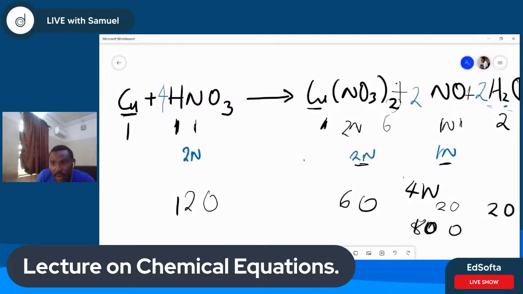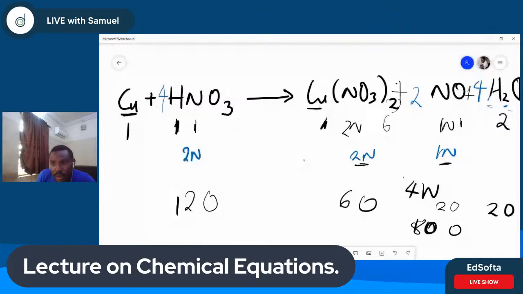So what can we do? We can increase the number of hydrogen here, since we know that it may not have so much of a bad effect. We can increase the number of hydrogen here to 4. If we increase the number of hydrogen here to 4, what happens in essence is that the oxygen becomes balanced. So the oxygen is balanced now.